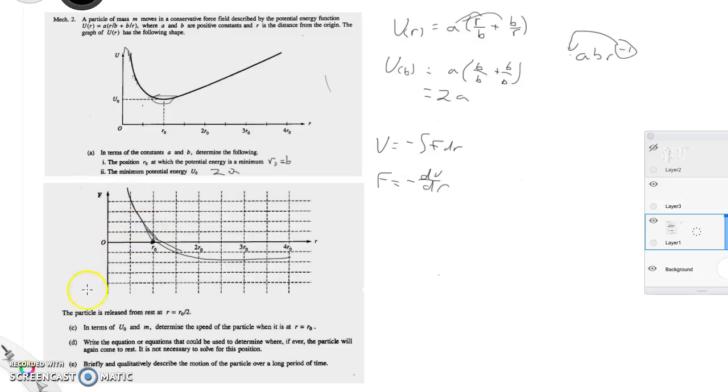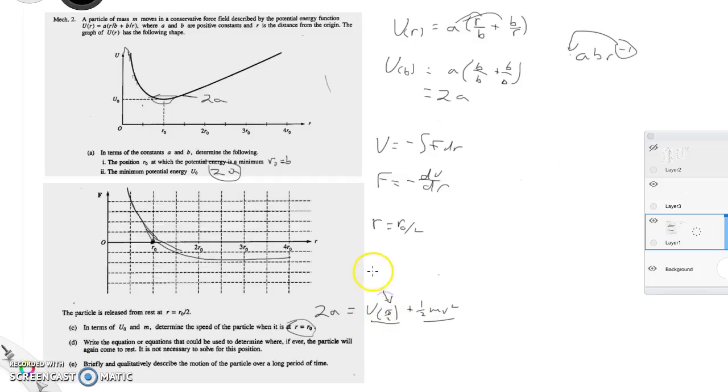Then it says the particle is released at R equals R naught over 2. That's our position. In terms of U naught and M, determine the speed of the particle when it is at R equals R naught. So we know some things. When it's at that position R naught, we said here that the total energy is equal to 2A. So 2A is going to be equal to U of R naught over 2, plus 1/2 mv squared, because whatever's not in this potential energy bucket will be in the kinetic energy bucket.